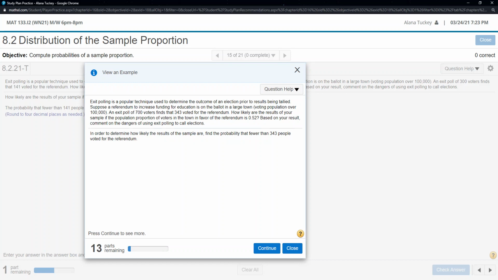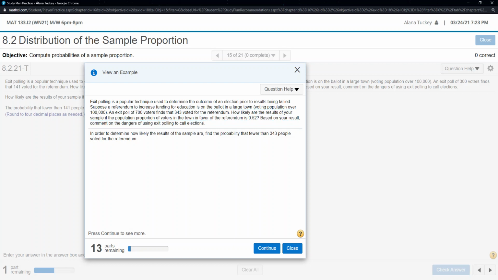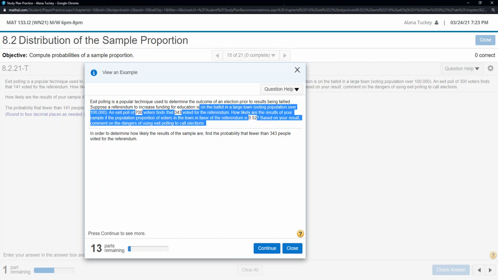All right, suppose a referendum to increase funding for education is on the ballot in a large town with a voting population over 100,000. An exit poll of 700 voters finds that 343 voted for the referendum. How likely are the results of the sample if the population proportion of voters in the town in favor of the referendum is 0.52? Based on your results, comment on the dangers of using exit polling to call elections. Okay, so boy, there's a lot to unpack there.